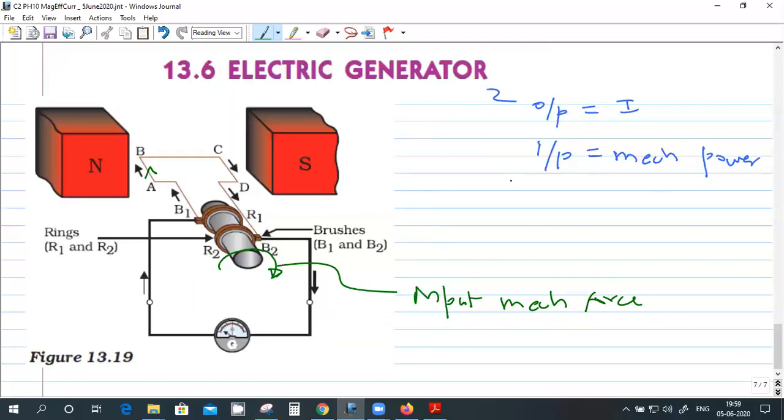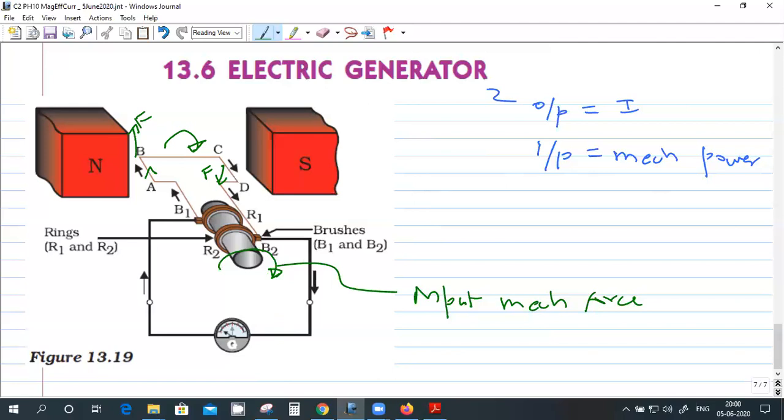It is a generator. So right hand, the middle finger is going inside the paper, and the forefinger is from left to right, north to south. And the thumb is upwards, so it is clockwise only. So the force here is upwards, and the force here will be downwards. Can you check that? Because the middle finger is coming out, and the index finger is left to right, and the thumb is downwards. Okay, so there will be a clockwise rotation. And this clockwise rotation follows the external thing, and because of the clockwise rotation, the direction of current is the one which is shown by the arrows.